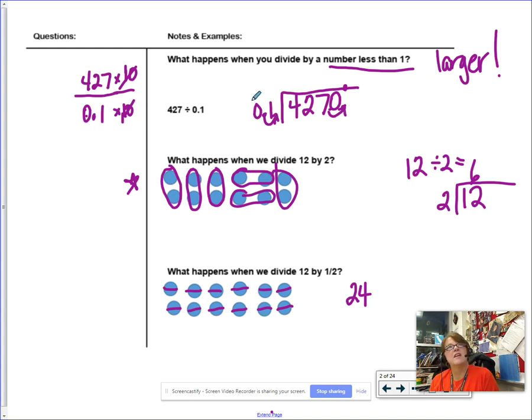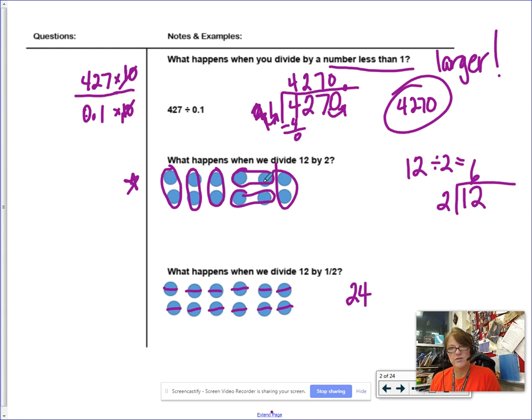Do the same thing here, and then you divide, and look what happens. I end up with just dividing by 1 now, which is, boom, easy peasy. And you probably don't even have to write any of this stuff under here. You get 4,270. You end up with a larger number when you divide by something less than 1. That's the first thing I want you to do, is to kind of estimate what your answer is so that you can remember what you're doing.